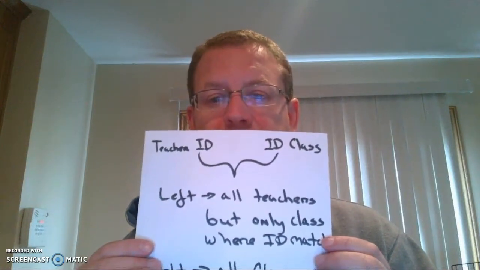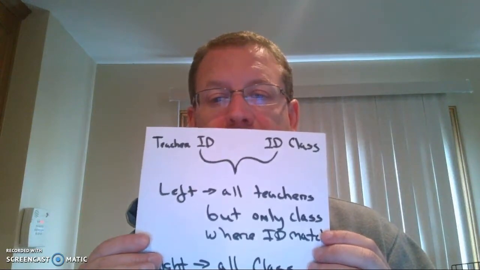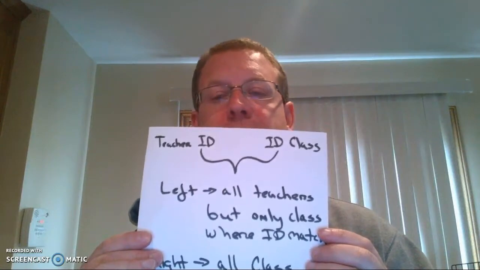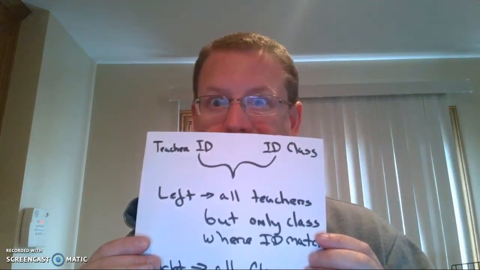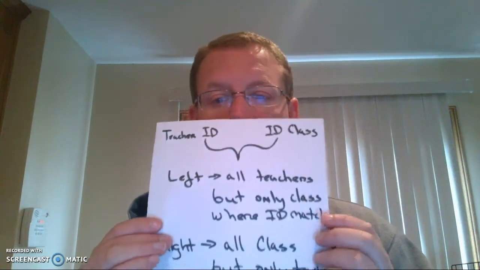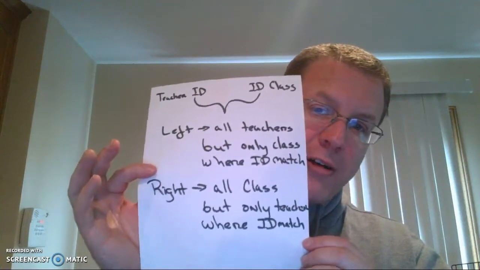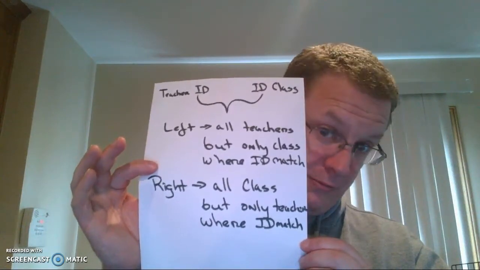A left outer join is all teachers, but only classes where IDs match, right? Because the teachers are on the left-hand side, because I'm looking at it a little backwards. And if it's a right outer join, then all classes, but only the teachers where the IDs match.